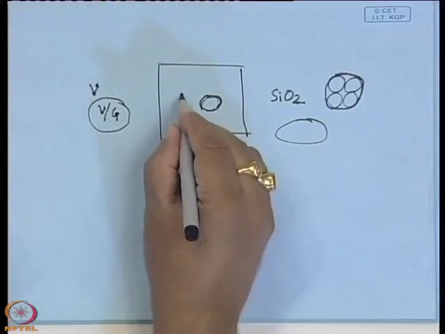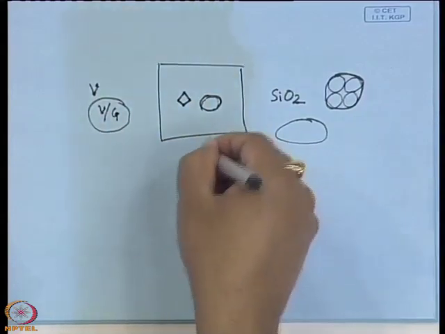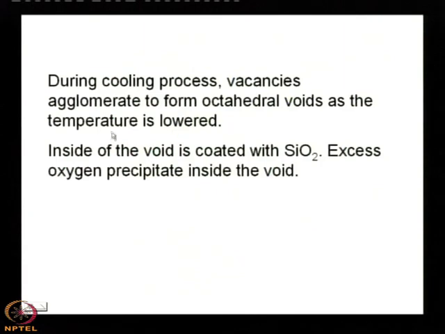So, 8 faces will be created, and the voids are basically not circular in shape, though we have shown you that circular type of shape, actually it looks like this type of thing. Here 4 we have shown, there are other 4 on the back side. Okay. So, octahedral formation of the voids takes place as the temperature is lowered, and it happens during the cooling process, and as I have told you, the inside of the void is coated with SiO2 and excess oxygen precipitates inside the void, and SiO2 is formed.